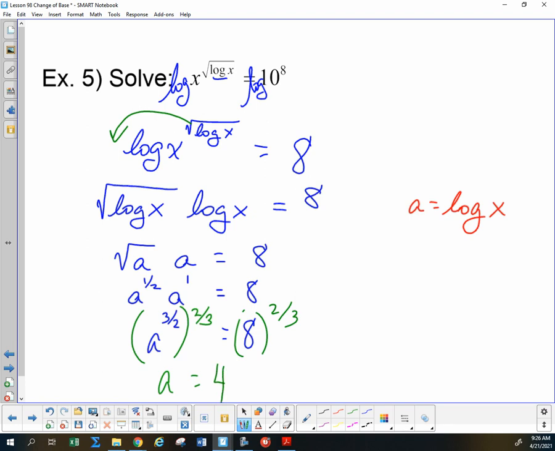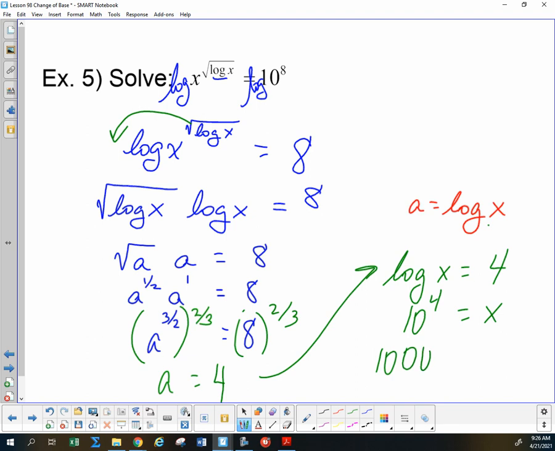I got one answer that I'm coming up with now, but a is really log x, so that means log base 10 of x has to be 4, so 10 to the 4th is x, and again, that's 1 with 4 zeros after it, so x is 10,000, and don't forget the comma. Good with that one. All right, very last one.